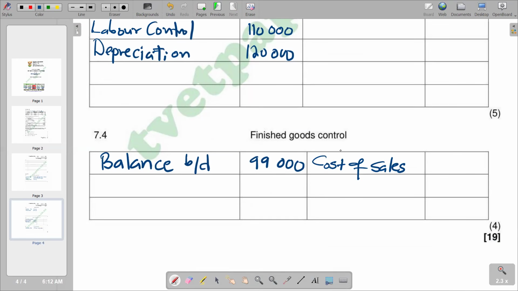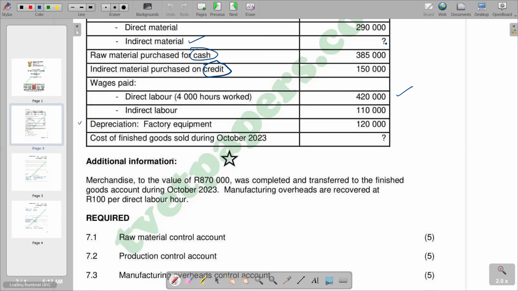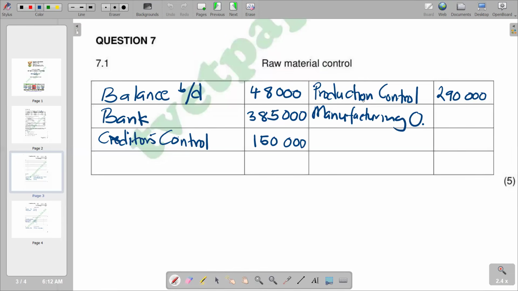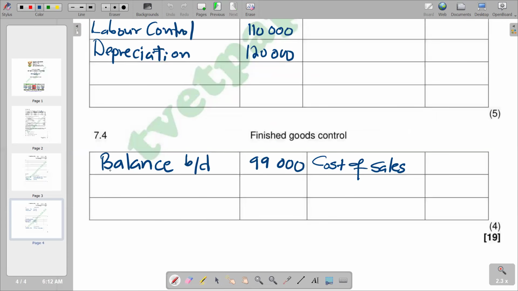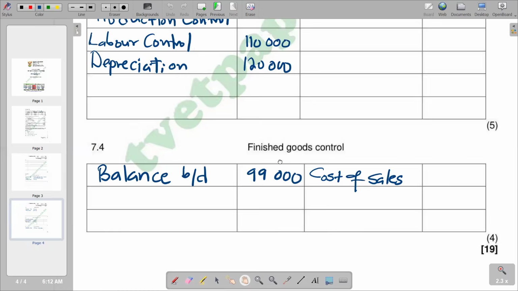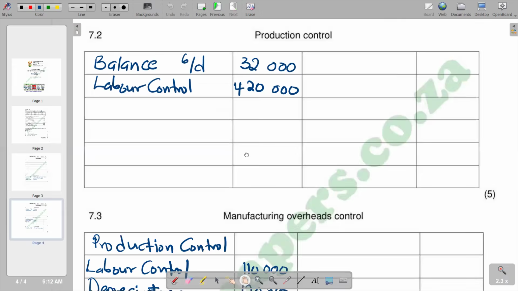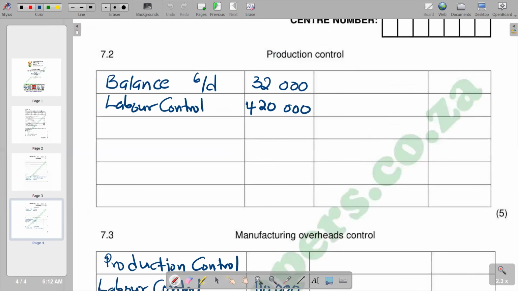Cost of sales, and then we are going to fill in as a balancing figure. So with that now, see that we have got entered until the end. But if you go to the entry that we have of 290,000, we're supposed to credit raw materials control 290,000, and then we debit production control. So we check if we debited production control. It's not appearing on the debit side, so we're supposed to debit here. Production control is coming from material control, which is 290,000.